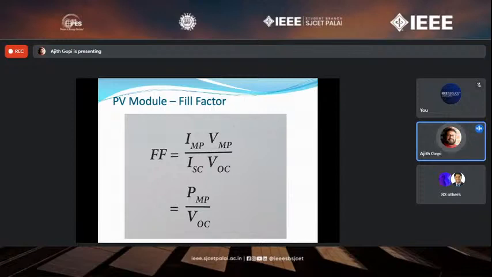So fill factor is a very important factor. This is the squareness of your IV curve. You heard about the IV curve. If it is more square, you will get a higher fill factor, and a higher fill factor will give you a more efficient solar PV module. Just remember that.